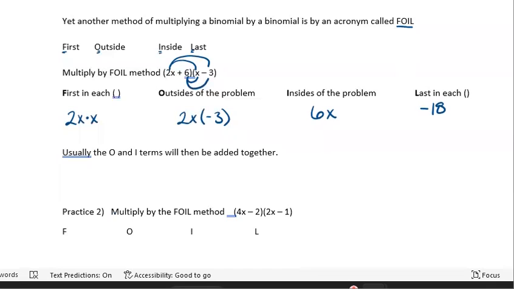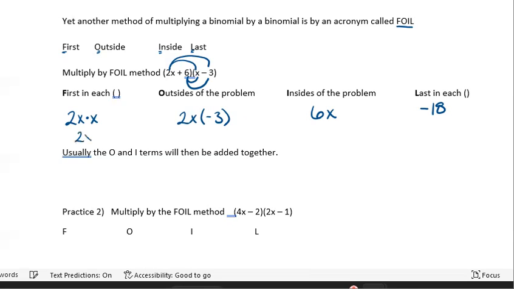When we have two binomials, most of the time we have an x in the first term and a constant in the second term, an x in the first term and a constant in the second term. If that is the case, then you will find that the outside and the inside, or what I like to call the OI terms, will be added together. They will both have an x without an x squared.